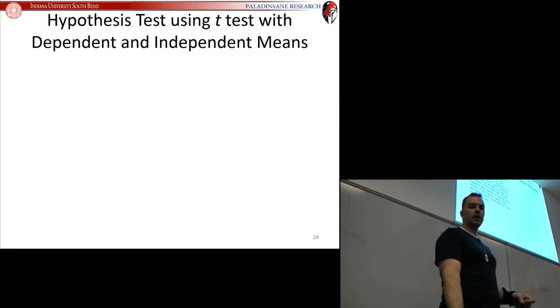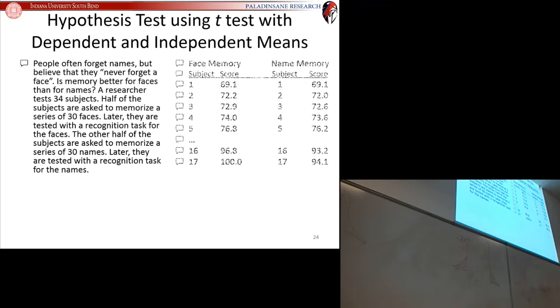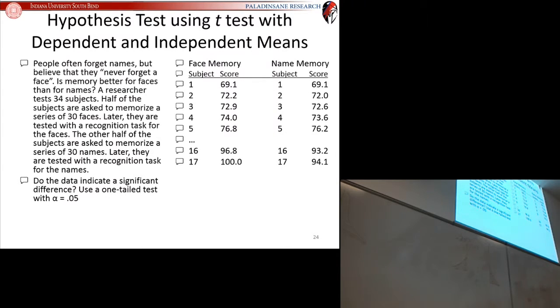All right, so the description for the experiment is right here, so I'll read that off for you. Because people often forget names, but they believe that they never forget a face. Is memory for faces better than for names? A researcher tests 34 subjects. Half of the subjects are asked to memorize a series of 30 faces. Later they are tested with a recognition task for the faces. The other half of the subjects are asked to memorize a series of 30 names. Later they are tested with a recognition task for the names. There are your scores. Do the data indicate a significant difference? Use a one-tailed test with an alpha of 0.05.